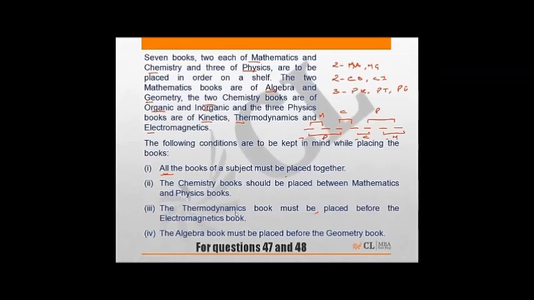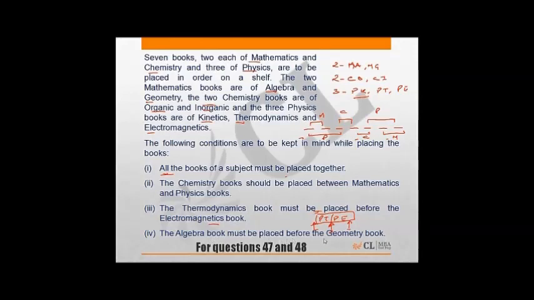The third statement: thermodynamics book must be placed before the electromagnetics. Thermodynamics must come before the electromagnetic books. So PT, PE, thermodynamics, electromagnetic. Okay, this could be possible. And the third book of physics, which is kinetics, could come here, or here, or here also. All we are saying is thermodynamics has to come before, not immediately before. So the kinetics book could have these 3 locations possible.